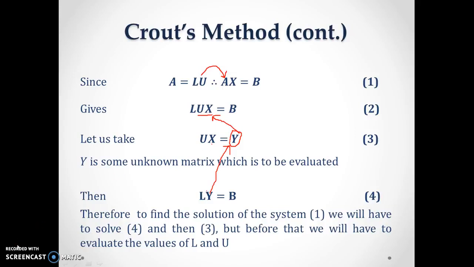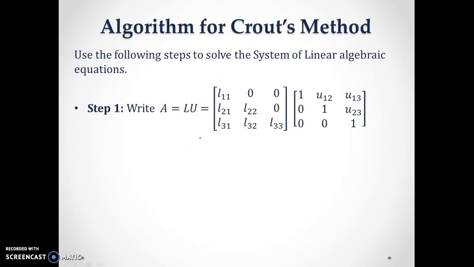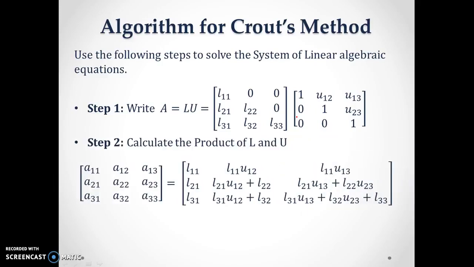For that I'm going to give you an algorithm. If you follow the algorithm, we will be able to solve any system of linear algebraic equations using Crout's method. So how does this algorithm work? Step 1: we write A equal to the product LU. So we are going to write out what L and U are, and then perform the matrix multiplication. When we do that, we get the right-hand side as nothing but the product of these two matrices L and U.